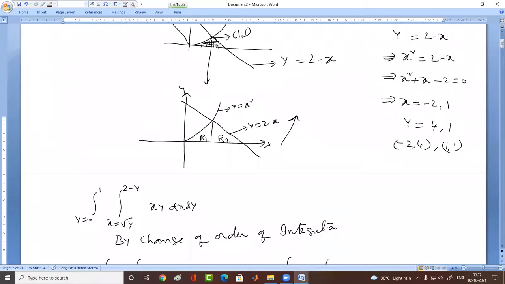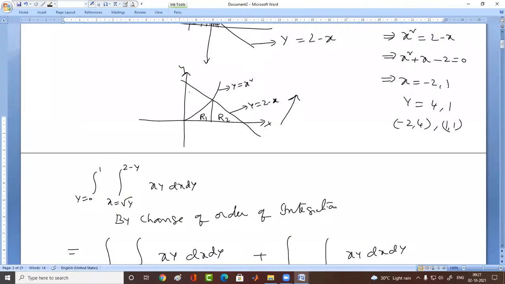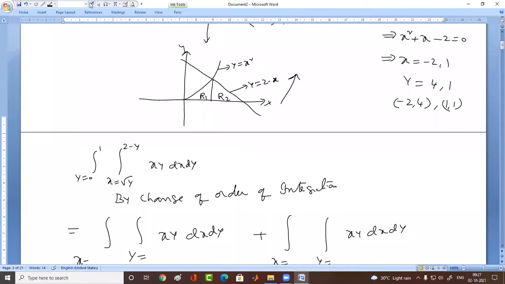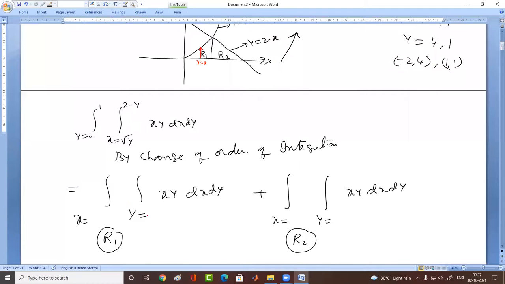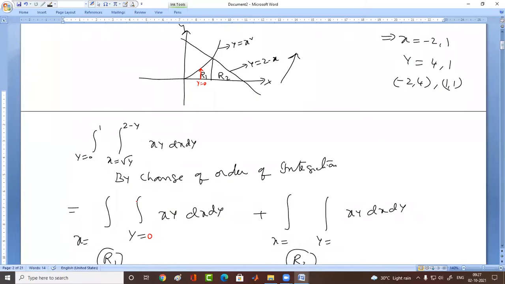For the R1 region, lower curve along the x-axis, I will take another color just for better understanding, from the lower curve to the upper curve. The lower curve is y equals 0, and the upper curve is y equals x square for the R1 region. So y equals 0 to x square.